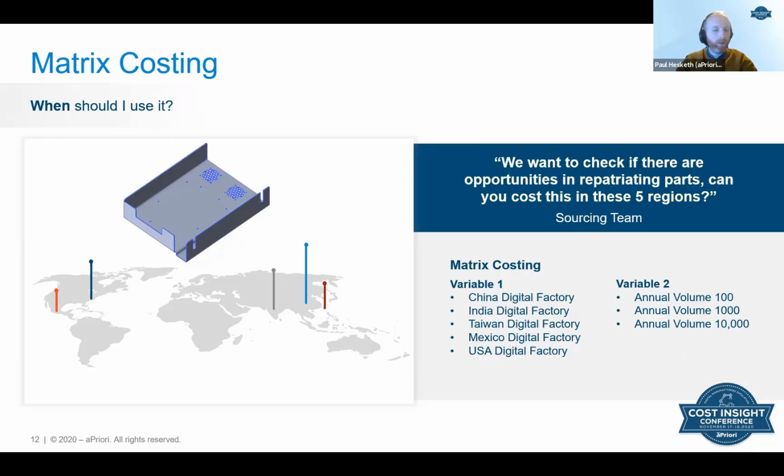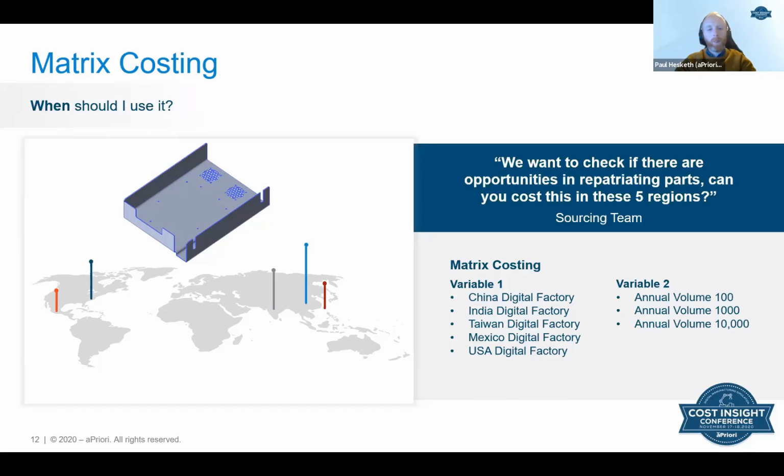You're not just trying to find what is the cost from this region to this. You want to see where the break-even points are. And another option for this would actually be looking at break-even points for tooling as well. So this is a 5x3 matrix, 15 possible scenarios to run. And this sort of analysis, again, takes time. And that's what we're really trying to do with matrix costing, is reduce the time to generate these comparisons.